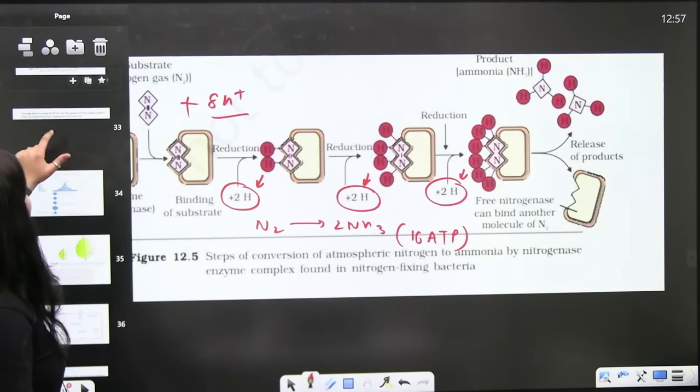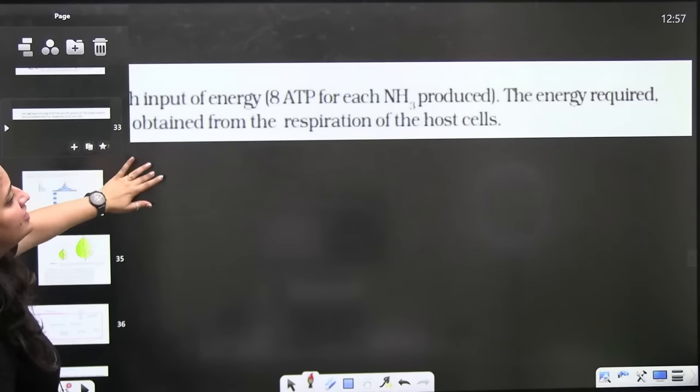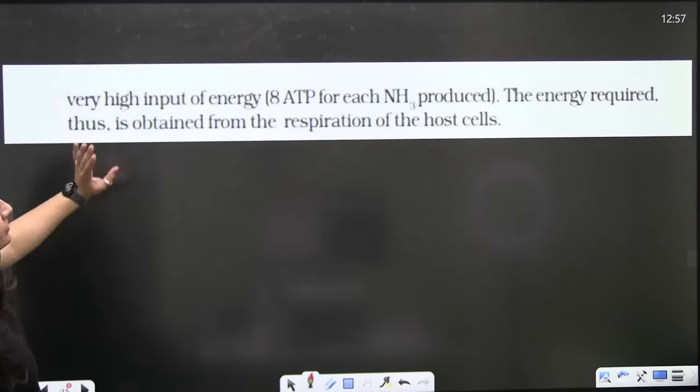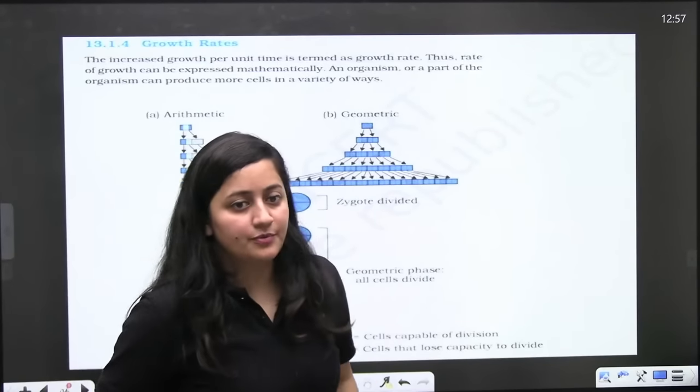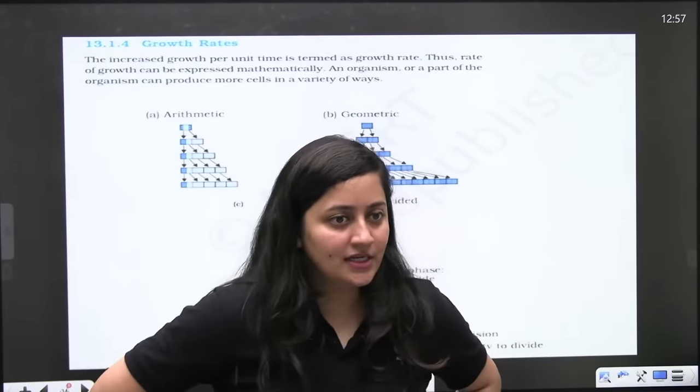Okay. So, 8 ATP for each NH3 produced; the energy required is obtained from the respiration of the host cell. Easy it is. Now, next is the growth rate. So, up to this part, all clear?